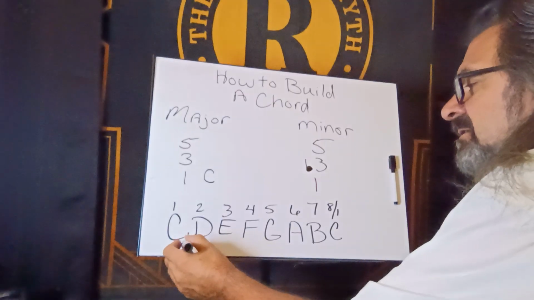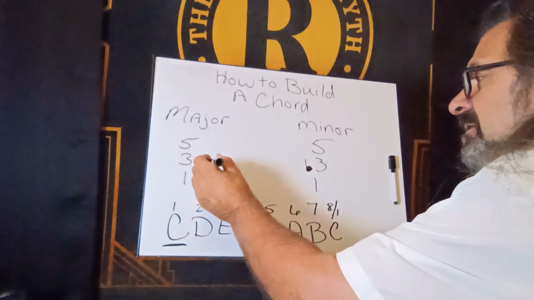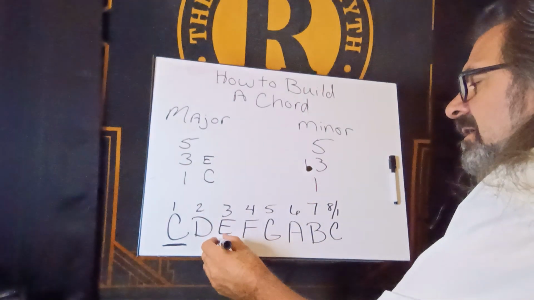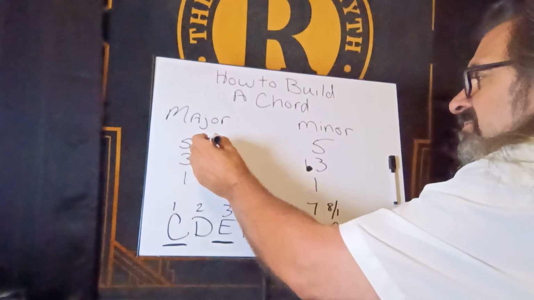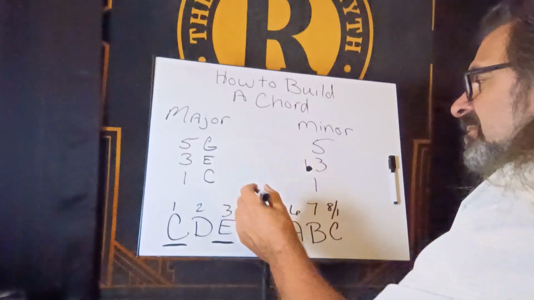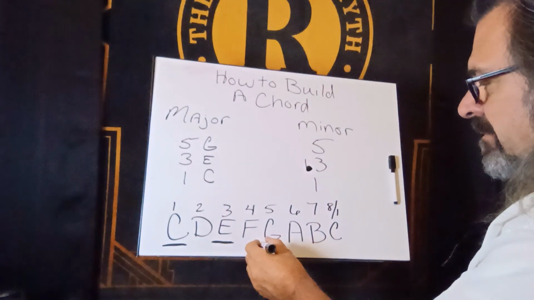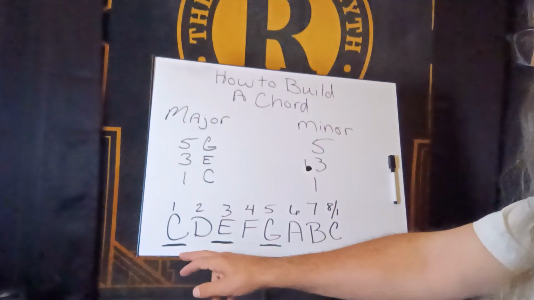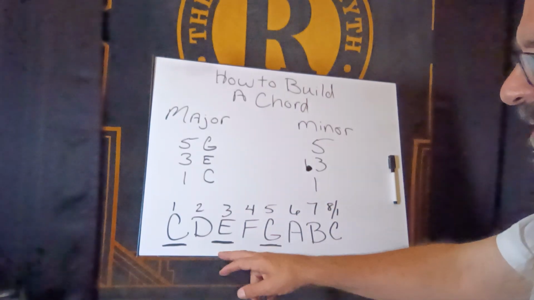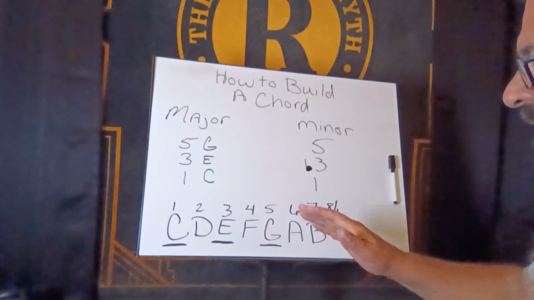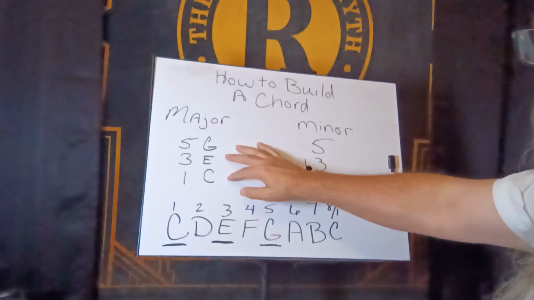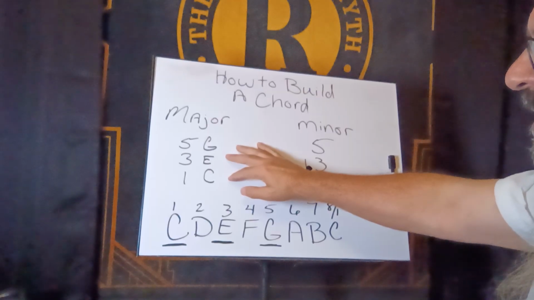There's our C. Our E is our third. And our G is our 5. So what that means is you can see a pattern here: it's 1, 3, 5, and they're stacked in thirds. So that would be the notes in a C major.